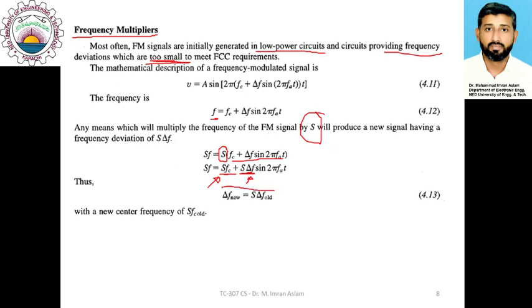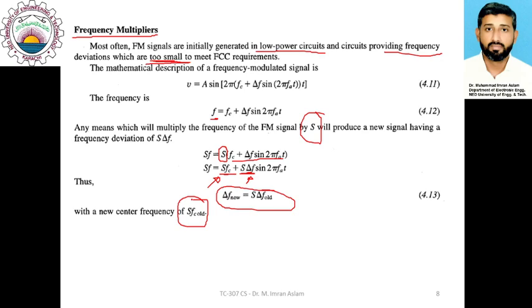You can see that whatever frequency deviation you had at the input side, the output side would have a frequency deviation which is s times higher than the input side frequency deviation. You should also notice that the carrier frequency is also increasing, so the carrier frequency also becomes s times the old carrier frequency. So these frequency multipliers are important components to increase the frequency deviation to the desired level.